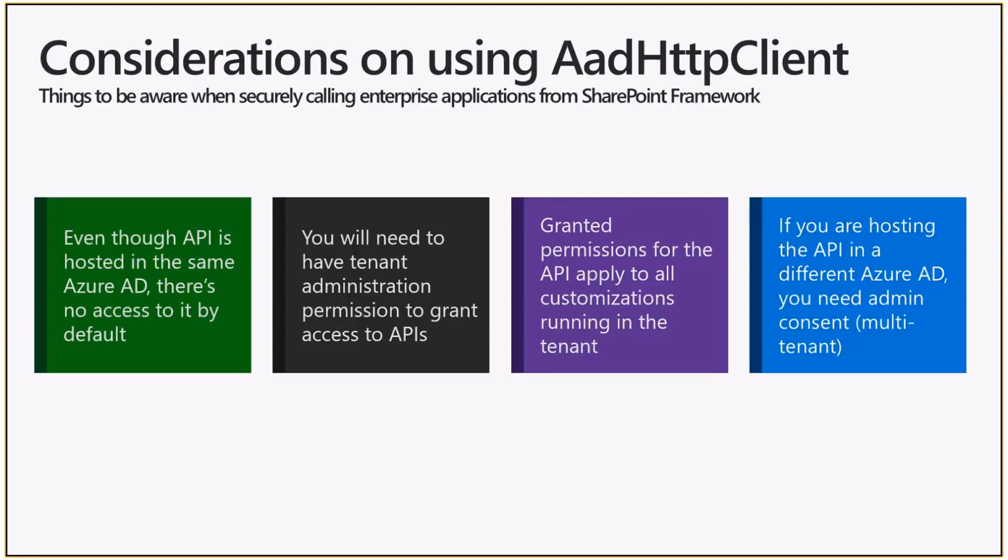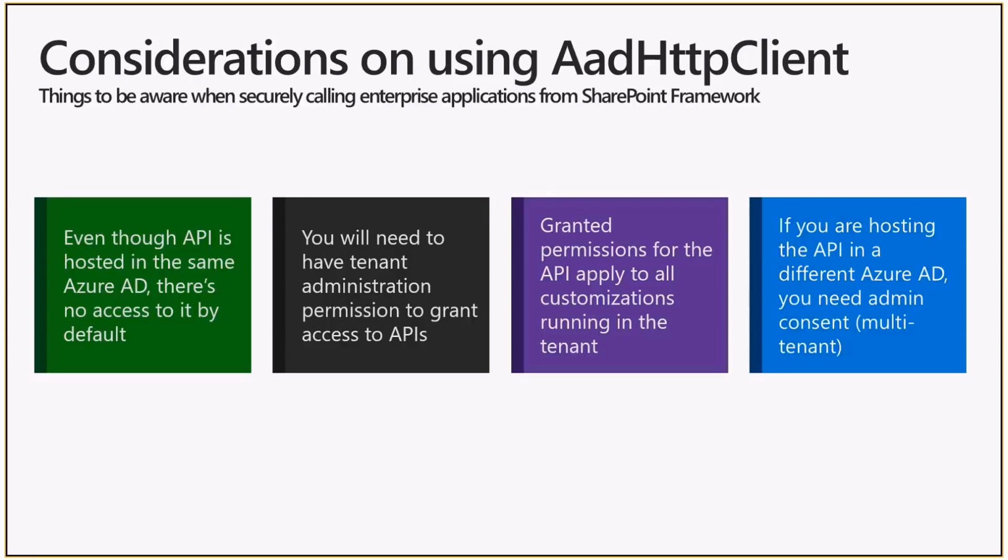Also, if you're hosting the third-party API or your enterprise API in a different Azure AD tenant than your Office 365 tenant, then you need to do some additional configurations and settings. And this is where you need to have the admin consent, because that API has to be multi-tenant aware. So the tenant where your SharePoint Framework solutions are running with the Office 365 tenant will need to trust the tenant, or there has to be the admin consent to call the API in another tenant, which is hosting the third-party API. Was that way too complicated a way of putting that?